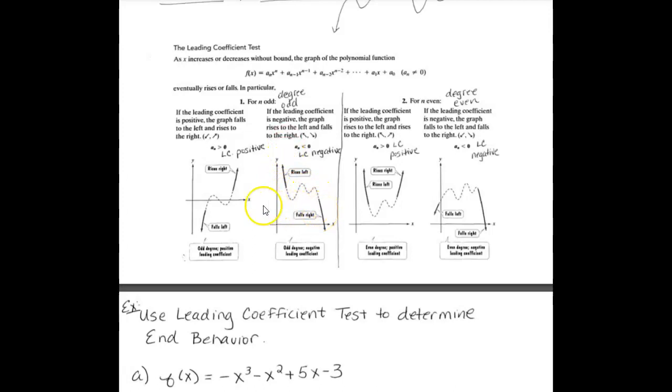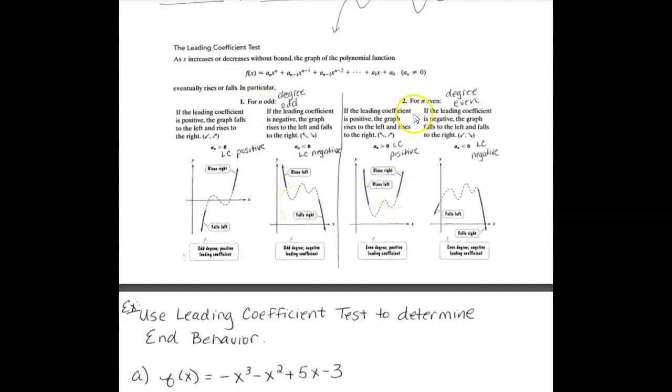So for an odd degree polynomial, the ends move in opposite directions. It's either down, up, or up, down. So the down, up is kind of like x cubed from our common functions out of section 2.5. And then up, down would be like negative x cubed if there was a reflection of that graph. So any odd degree positive coefficient looks like this on the ends, and any odd degree with a negative coefficient has this behavior on the ends.